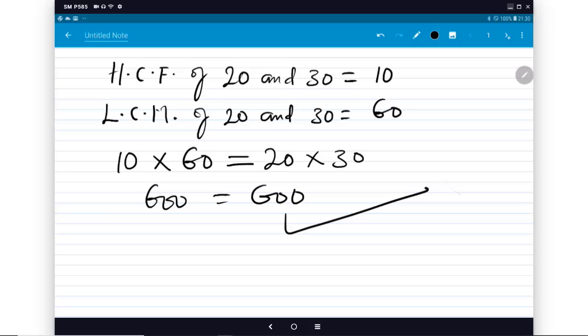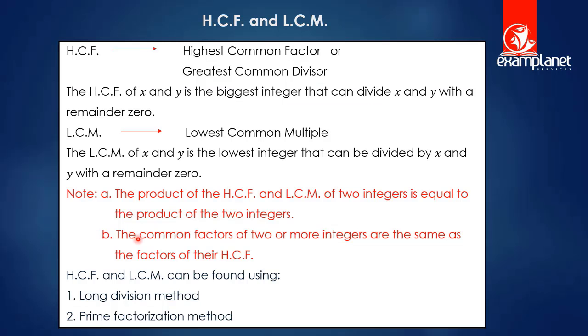So this rule is applicable to just two integers, not more than two. The product of the HCF and the LCM is the same as the product of the two integers. Alright? And B, the common factors of two or more integers are the same as the factors of their HCF. Again, the common factors of two or more integers are the same as the factors of their HCF.